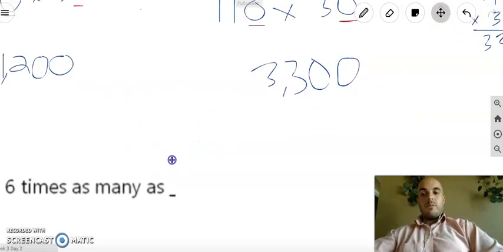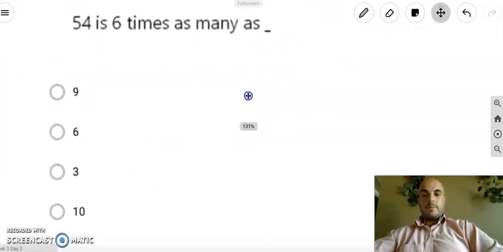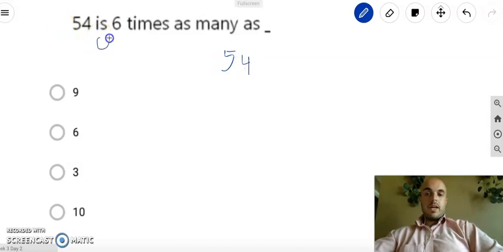As always, if you followed me for this long, we're going to go over an example from the assessment. So I have a multiplicative comparison here. 54 is, and if you remember from last video, is a clue word for equal. So 54 equals 6 times as many as blank. So what do I multiply 6 by to get 54? Well, our choices are 9, 6, 3, and 10.